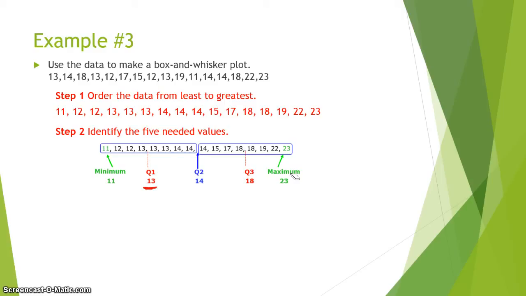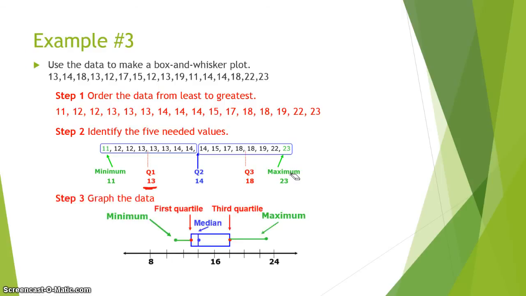Once we found those, now we can graph the data. So to do that, we create a number line. Here I started at 8. And they went by 2s here. Okay, so 8, 10, 12, 14, 16, 18, so on and so forth.